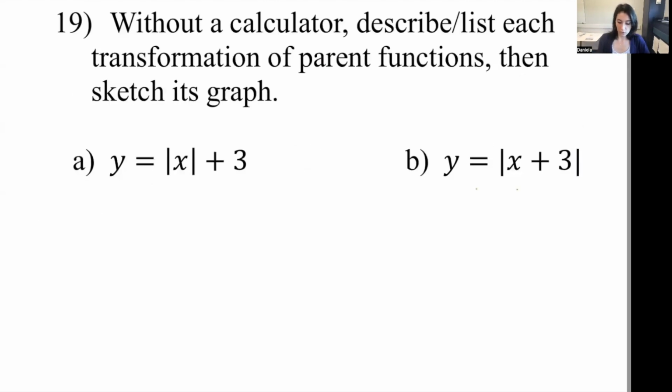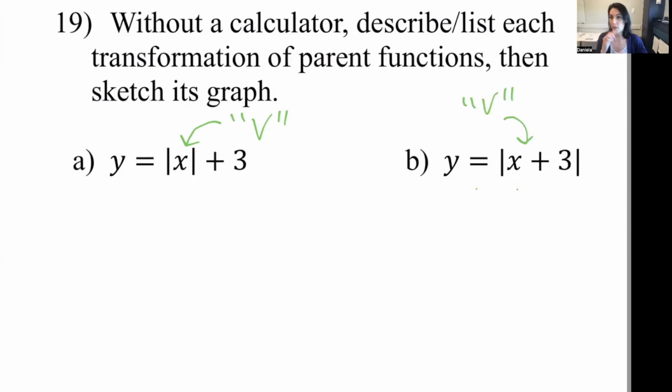So now this is going to go hand in hand when we do transformations. We're going to describe them and then we're going to sketch them without a calculator. So you have to look first and foremost at the general shape of your final answer. Since it's the absolute value, that's why you have to memorize your parent functions. That's going to be the V. So for both A and B, since they have absolute value, those are going to be V.